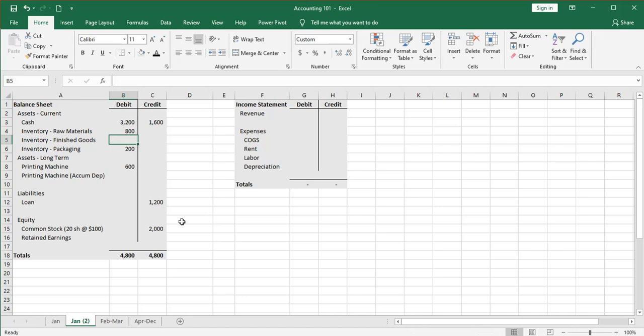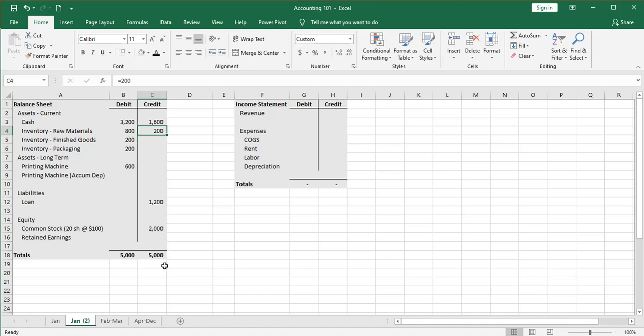So in this first month, we're going to convert $200 of our $800 in raw materials into finished goods. So that's an increase of $200 to finished goods. That's a debit. And I'm going to take this balance down by 200. So my raw materials inventory is now 800 minus 200, or 600. I've moved it over here.